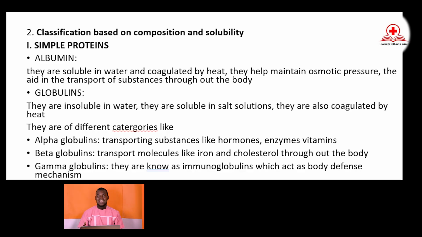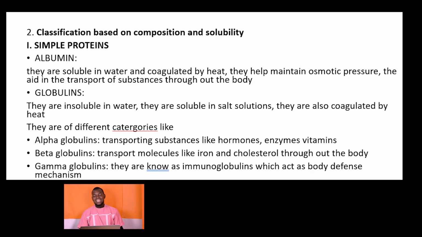Now, let's look at classification of proteins based on their composition and their solubility. There are two types of proteins based on composition and solubility: simple proteins and conjugated proteins. Among the simple proteins, we have albumin. First of all, it maintains osmotic pressure. It prevents the autolysing of cells by eradicating free radicals, and also aids in the transport of substances throughout the body. It's soluble in water.